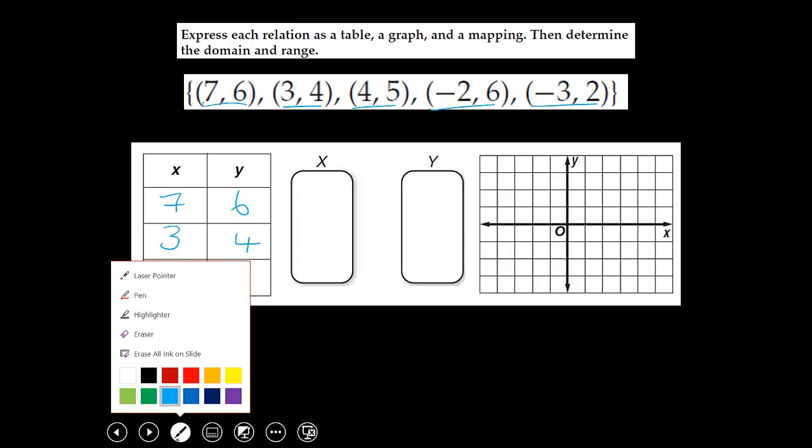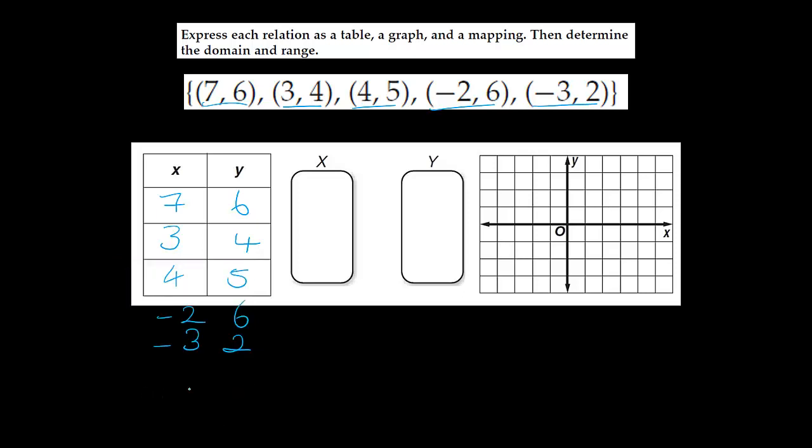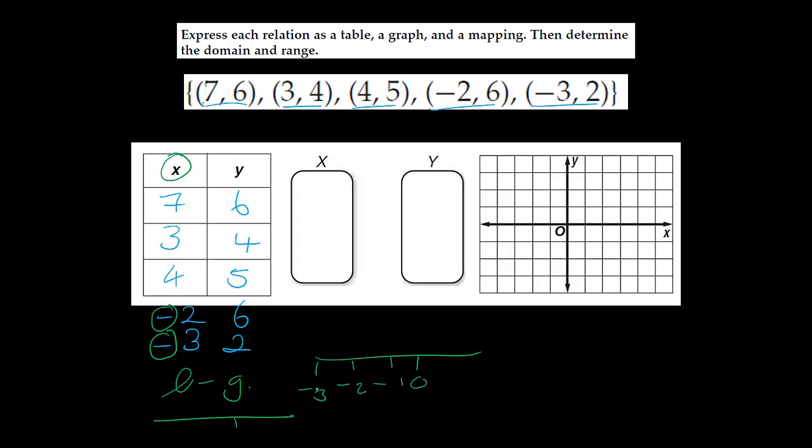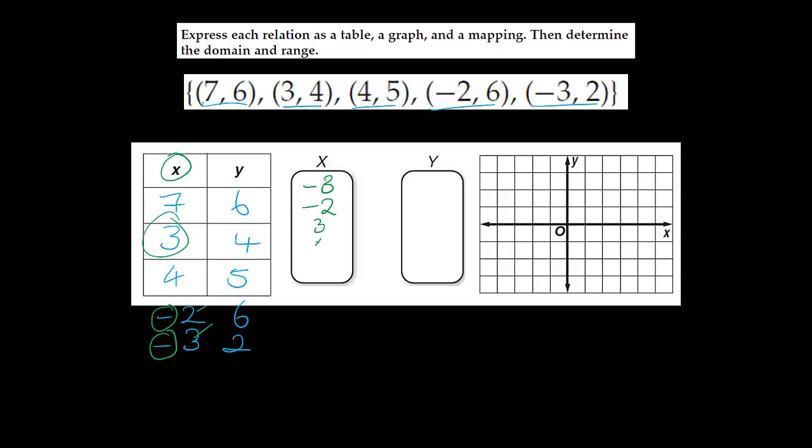So when we do the mapping, we do it in order of least to greatest using a number line. In my x values, I'm looking for negatives. I've got two negatives on my number line: 0, minus 1, minus 2, minus 3. So minus 3 is further left. It is smaller than minus 2. So minus 3 comes first and then minus 2. I hope that you know that. Next up, 7, 3, 4. Which one's smaller? 3 comes next, then 4, then 7.